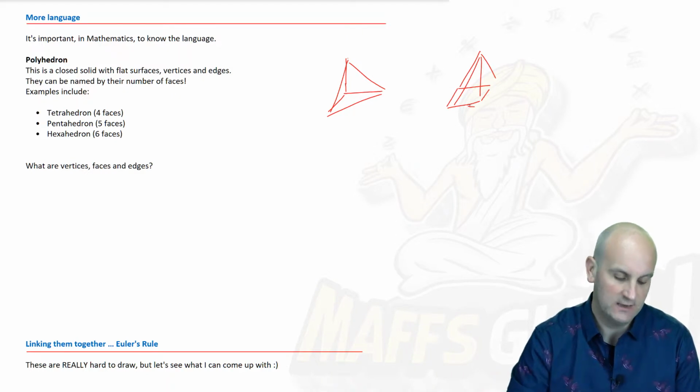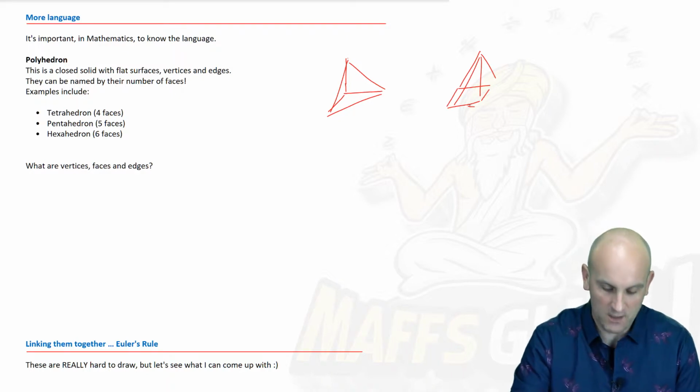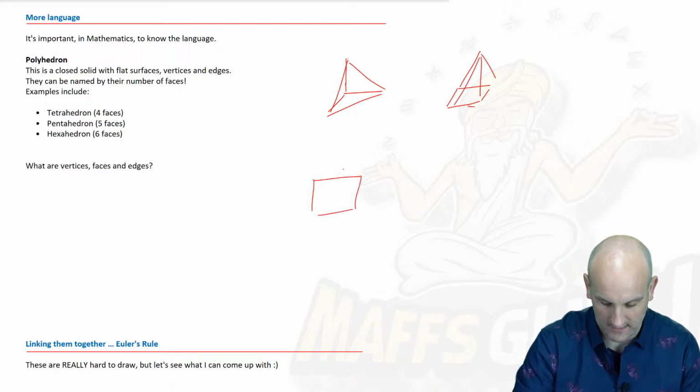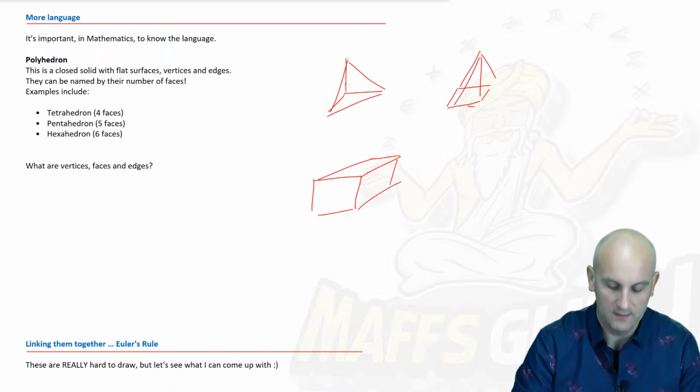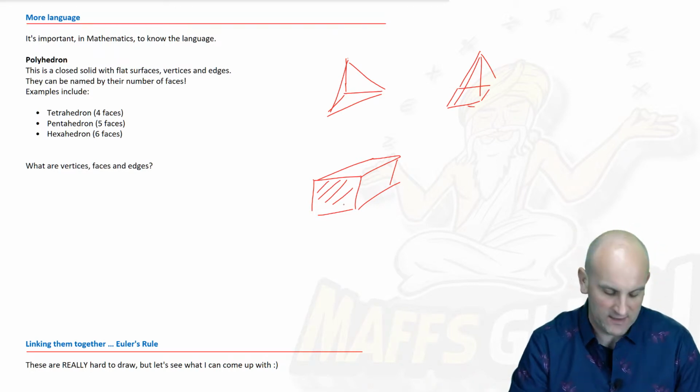And then a hexahedron has 6 faces. That's the one that you use pretty much all the time. So if I look at, I don't know, a cuboid, there we go. We've got 1 at the front, 1 at the back, 1 at the side, 1 at the side, 1 at the top, and 1 at the bottom. And there we go, ladies and gentlemen.